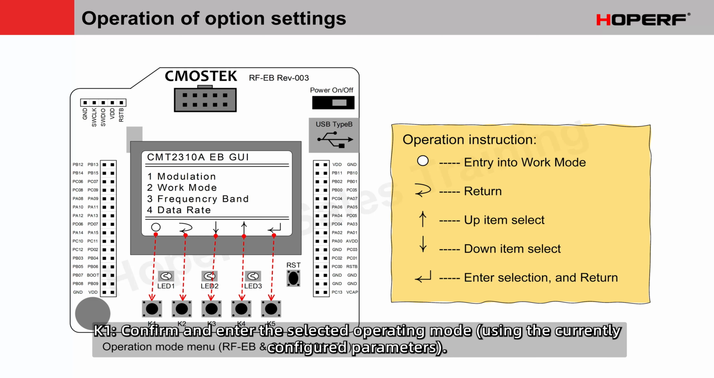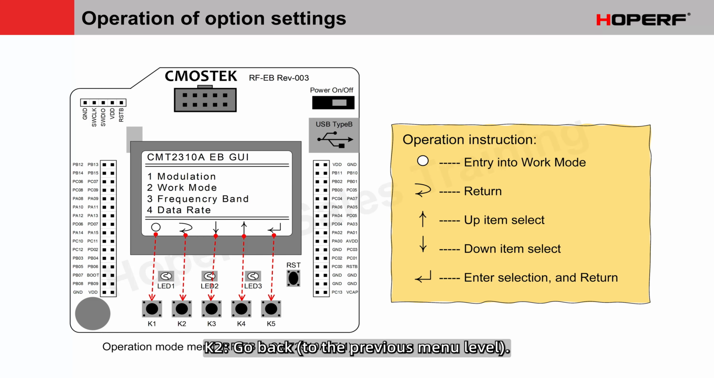K1. Confirm and enter the selected operating mode using the currently configured parameters. K2. Go back to the previous menu level. K3. Scroll down through the menu items. K4. Scroll up through the menu items. K5. Confirm the selected option and return.